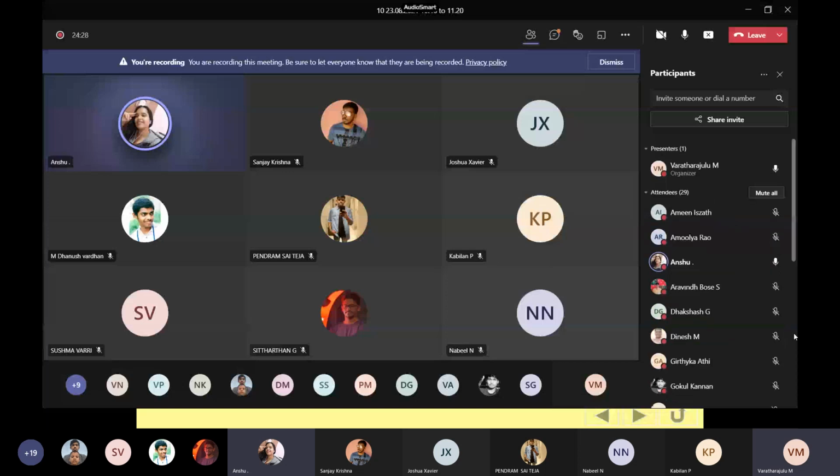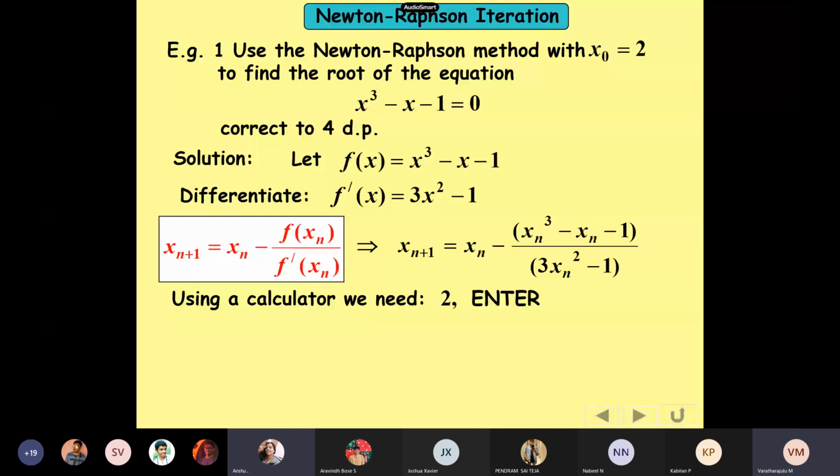Aravind Bosch. Yes, sir. Are you ready, Aravind? Yes, sir. Give 2 and press enter. What is there on your screen? 2.0000, sir. Very good. Then now give AC. Okay, now this is what our result is.